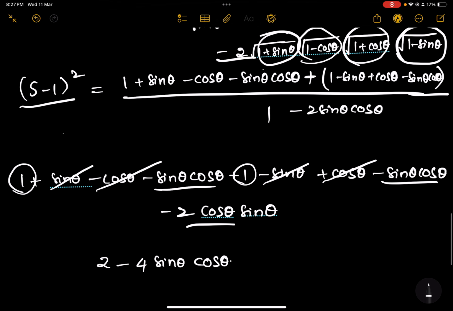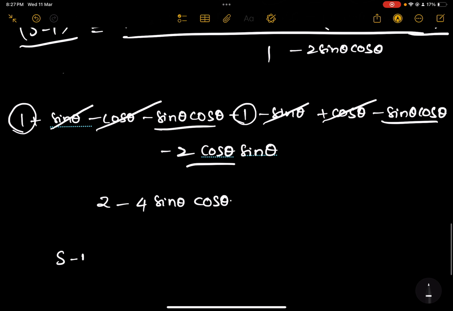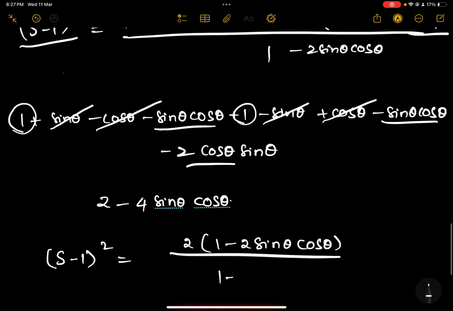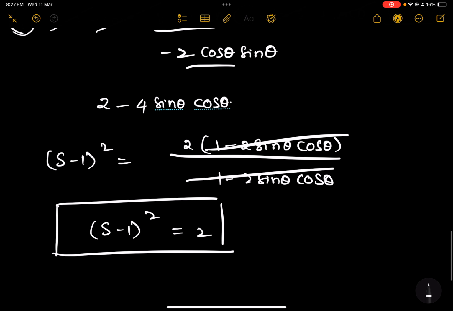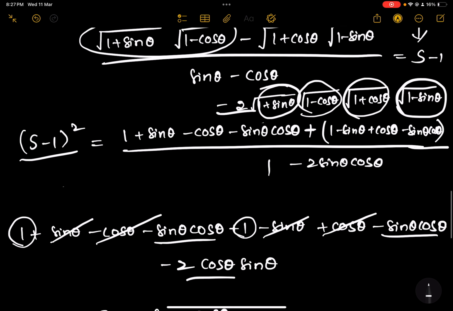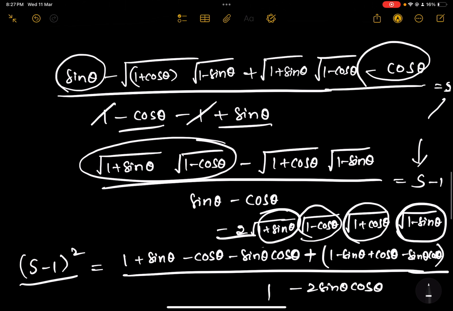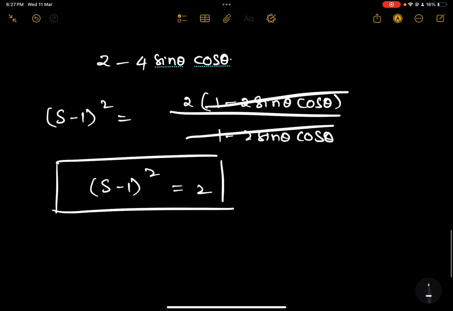So therefore, your s minus 1 whole square is equals to 2 times 1 minus 2 sine theta cos theta. And in the denominator, you will have 1 minus 2 sine theta cos theta. So this and this gets cancelled, and your s minus 1 whole square is 2. See how beautiful the result is. So your s, which we assumed was a function of theta, turned out to be a constant value.